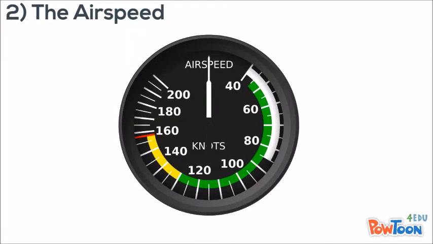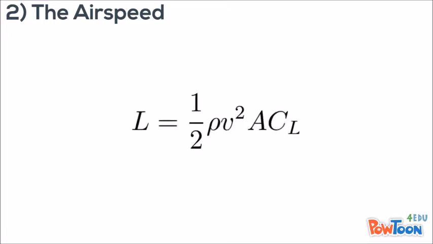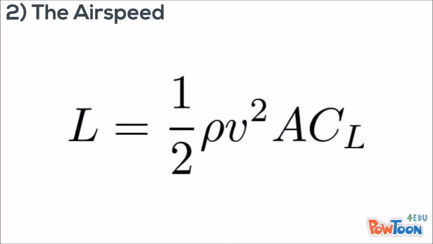Shown below is an airspeed indicator. The faster the airplane is moving, the larger the number of air particles moving over the wing, which causes an increase in lift. Looking back at the lift equation, we see that lift is proportional to the velocity squared. So double the velocity quadruples the lift.